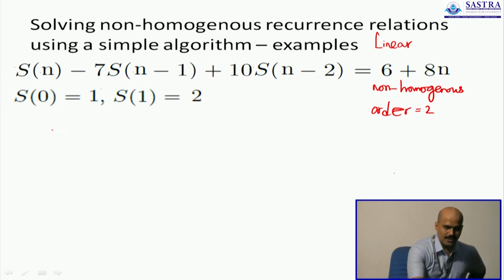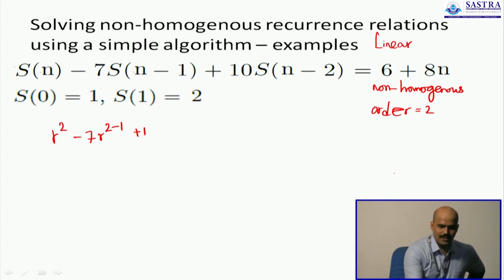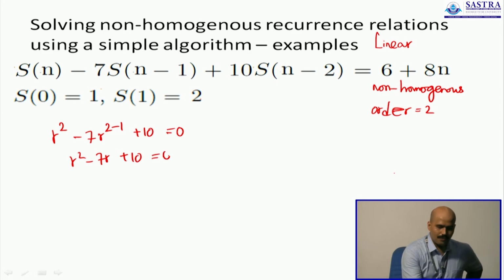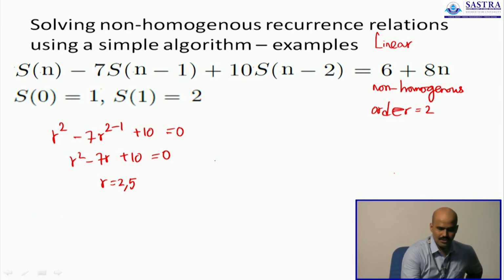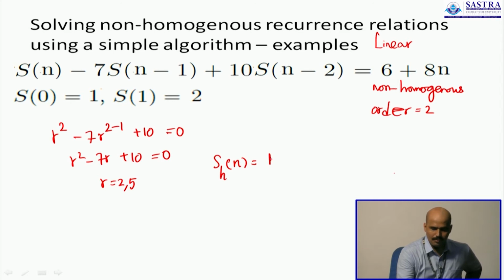We will write the characteristic equation r to the power 2 minus 7 r to the power 2 minus 1 plus 10 r to the power 2 minus 2, which is 0. So r square minus 7r plus 10 is 0. The value of r is easy to obtain. r is either 2 or 5. Now since r is 2 or 5, you have the homogeneous part of the answer. S h of n is nothing but b1 times 5 to the power of n plus b2 times 2 to the power of n.